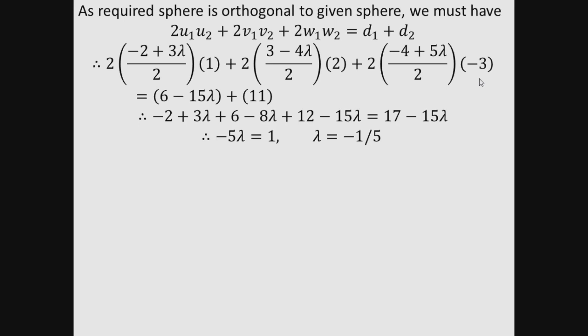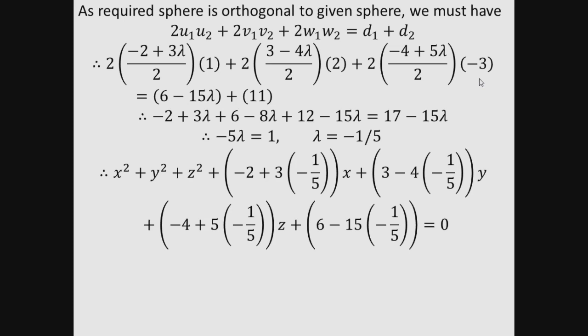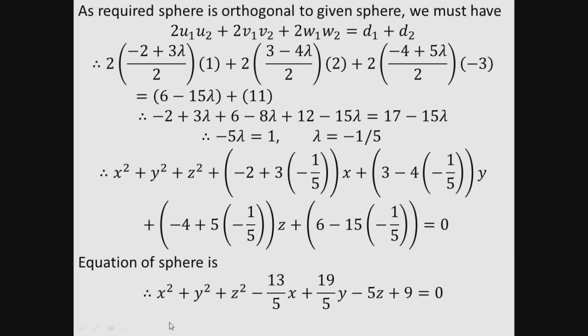So λ will be minus 1 by 5. Now put this value of λ back into the family of spheres. So it gives us x square plus y square plus z square plus (minus 2 plus 3 into minus 1 by 5) into x plus (3 minus 4 into minus 1 by 5) into y plus (minus 4 plus 5 into minus 1 by 5) into z plus 6 minus 15 into minus 1 by 5 equal to 0. So simplifying it, it gives us the required equation of sphere: x square plus y square plus z square minus 13x by 5 plus 19y by 5 minus 5z plus 9 equal to 0.